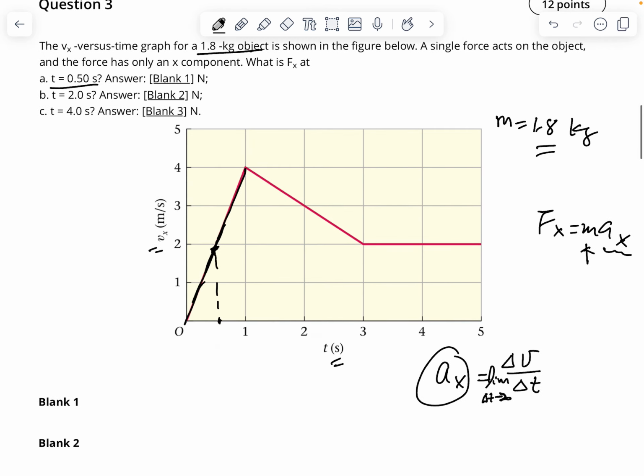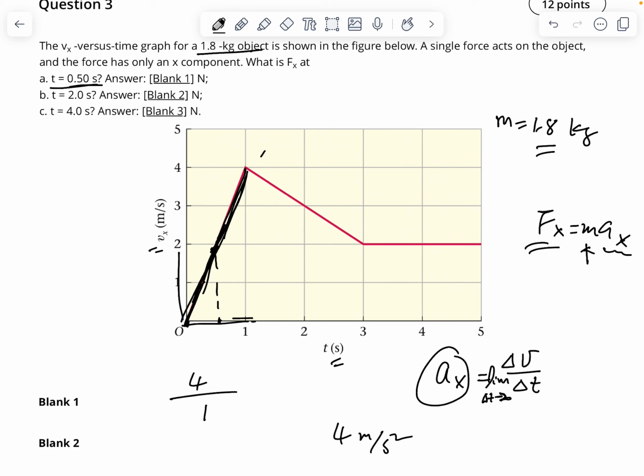All right, so based on this idea, what's the slope here on this graph? Well, it's a straight line, so the tangent to a straight line is the line itself. What's the slope of this line? This is x, this is a, rise over run. The rise here is from 0 to 4, and the run is 0 to 1, which is 1. So the slope is 4. At 0.5 seconds, acceleration is 4 meters per second squared.